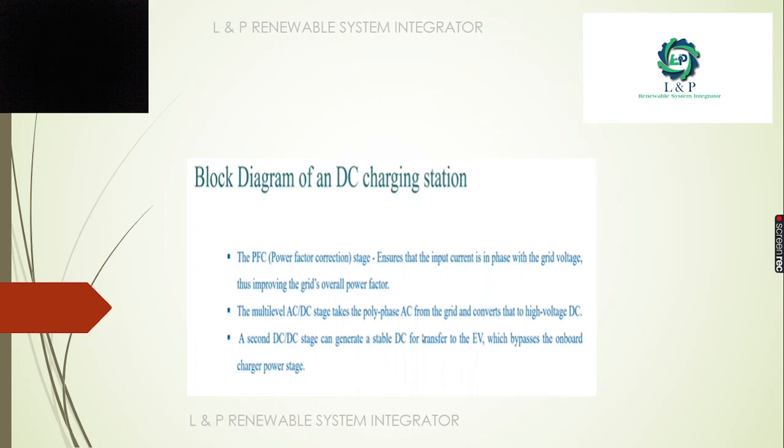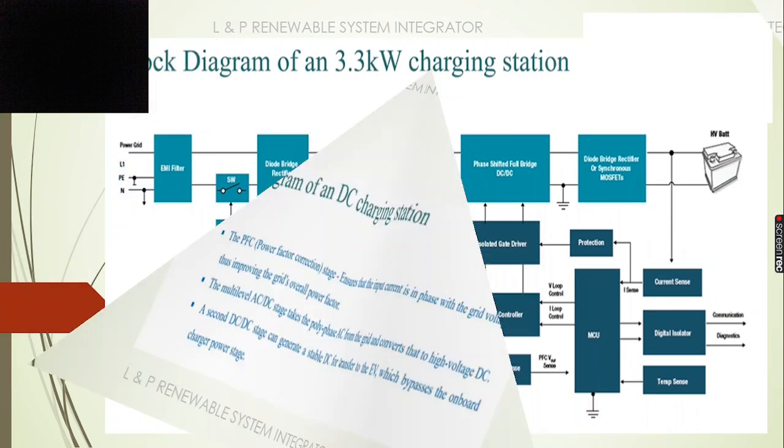So in the block diagram of our DC charging system, we saw something new, that is the power factor correction. Its purpose is to ensure the input current is in phase with the grid voltage, so it improves the grid's overall power factor. And we have the AC to DC converter, as we all know. It converts the AC power from the grid to high voltage DC. And we have a DC to DC booster. Its purpose is to transfer the DC to the electric vehicle.